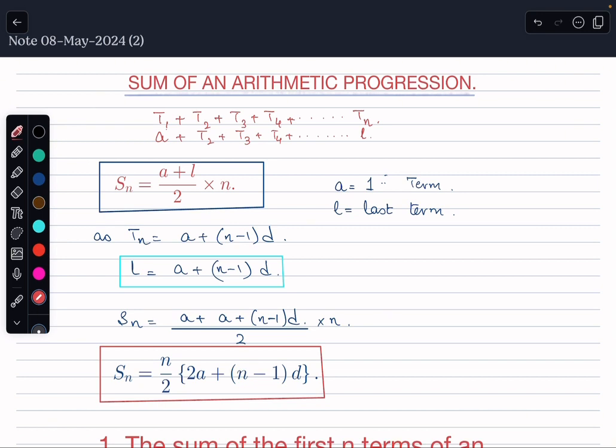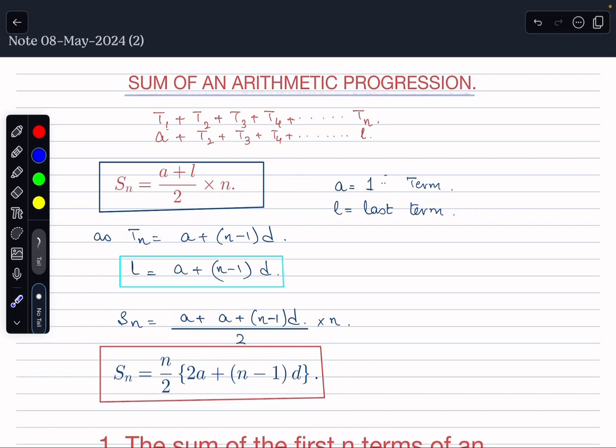So it should be T1 plus T2 plus T3 plus T4, and so on, up till the value Tn, or T1 expressed as A. It can be A plus T2 plus T3 plus T4 up till the last term, which can be represented as L. So the sum of an arithmetic progression is given by the formula Sn equals A plus L, the first term and the last term, divided by 2, multiplied by the number of terms in the sequence.